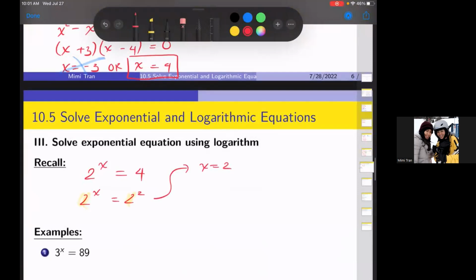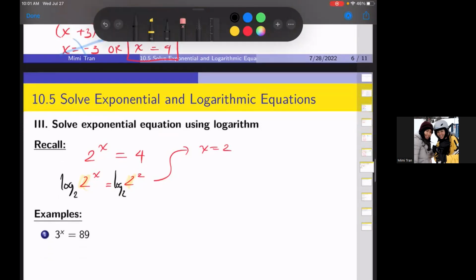Now, the reason we drop the base, I never explained to you why. Because what we can do is this. You know how you square both sides? I can add log base 2 to both sides. And log base 2 and 2 to the power cancel, right? So x equals 2. That's the behind-the-scenes. I don't need you to write that for me. As soon as you see the same base, you can automatically drop it.